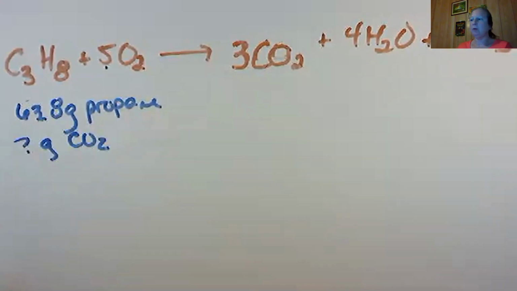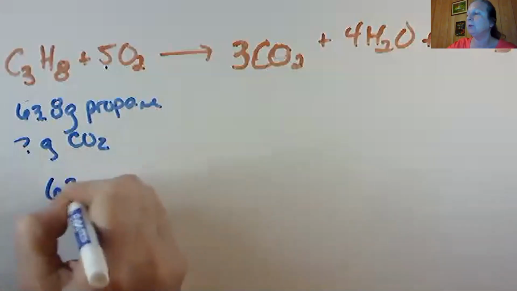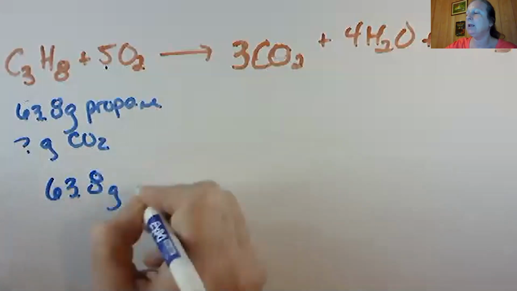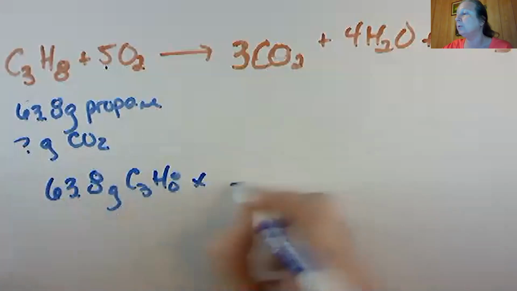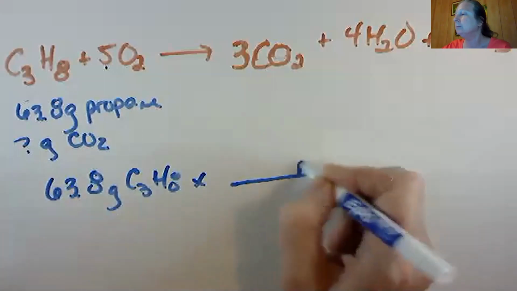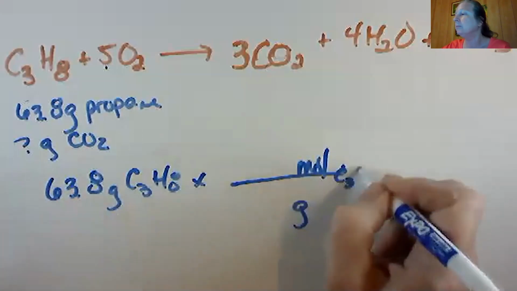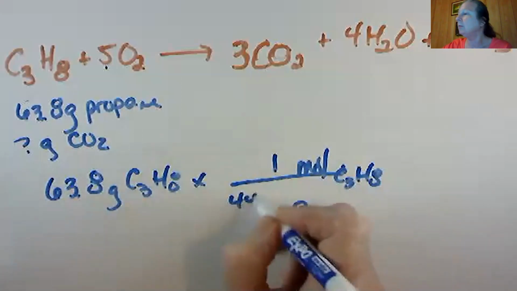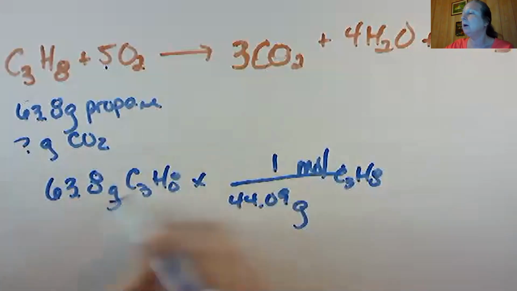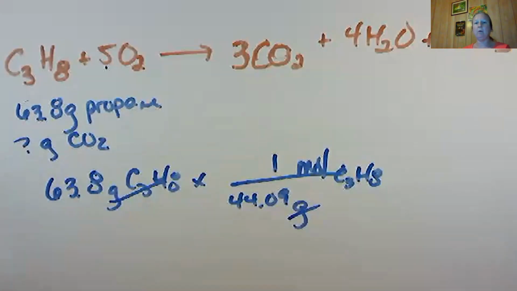What do I do first? When you see grams, you should immediately think, I have to convert something to moles. Or when in doubt, convert something to moles. So let's convert something to moles, because we can't do anything with grams with reaction stoichiometry. So for every 1 mole, it's 44.09 grams. Okay. Now what do I do?